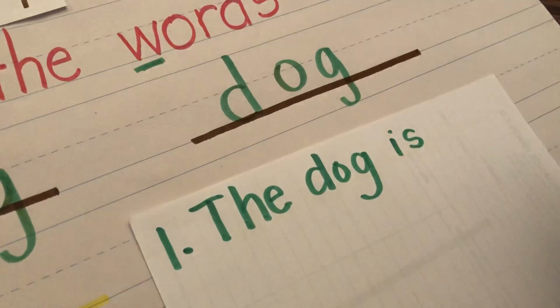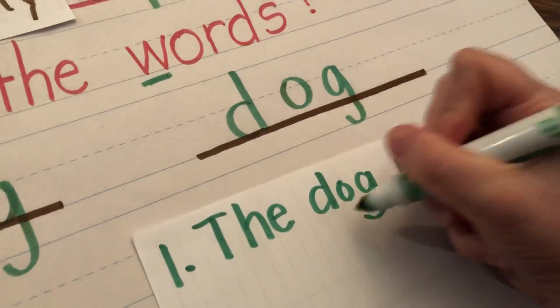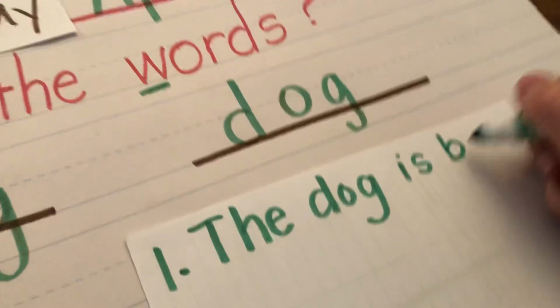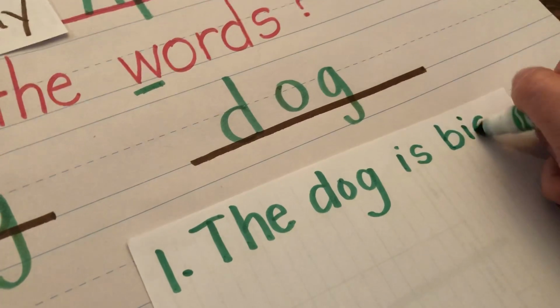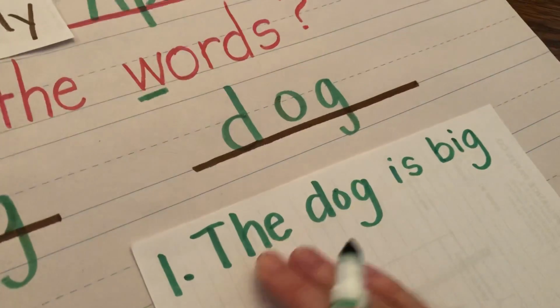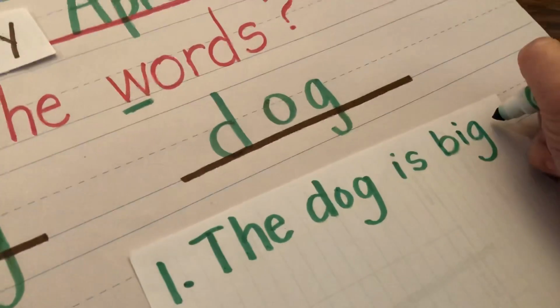Is big. It's different than that D. The B goes down and b-I-g. I told you the dog is big, so I'm going to put a period there. All right, let's look at number 2.